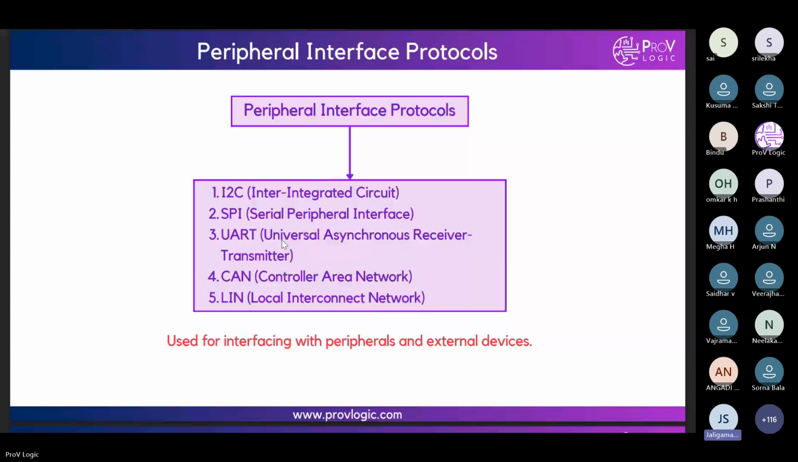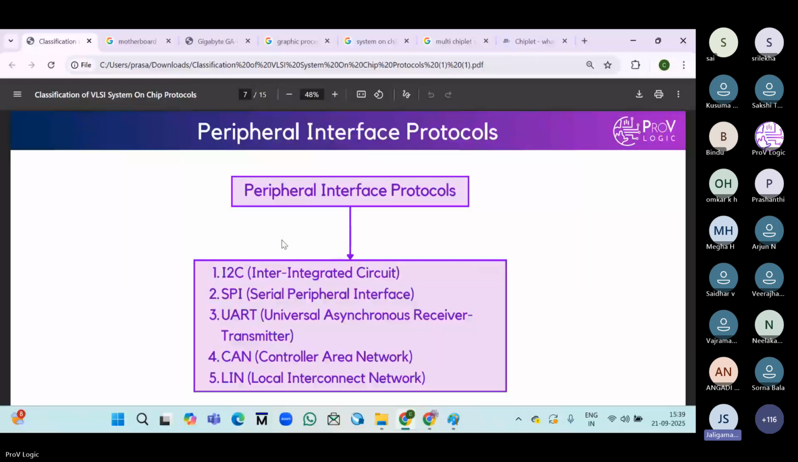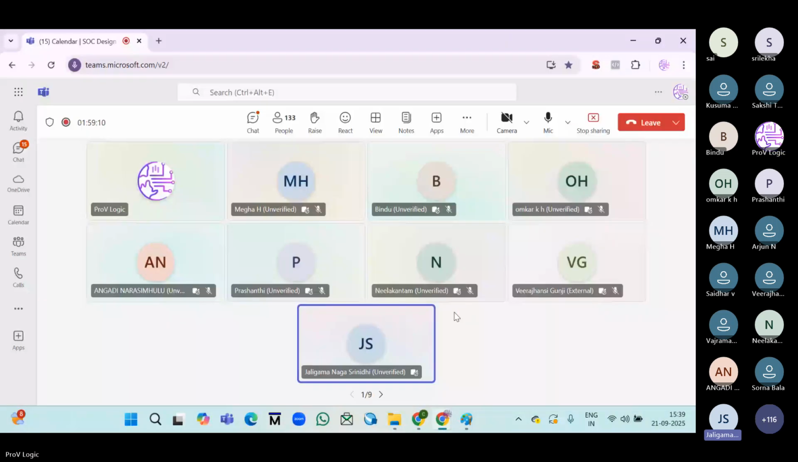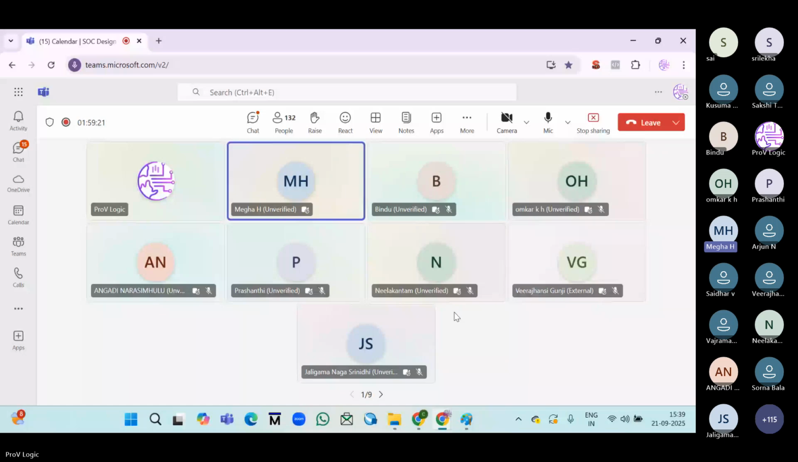Applications: for a microprocessor, the best example is laptops, ma'am. And for microcontrollers, the examples are ACs, washing machines, vacuum cleaners, etc. Microprocessors are used for general purpose computing, whereas microcontrollers are used for embedded systems. Okay.